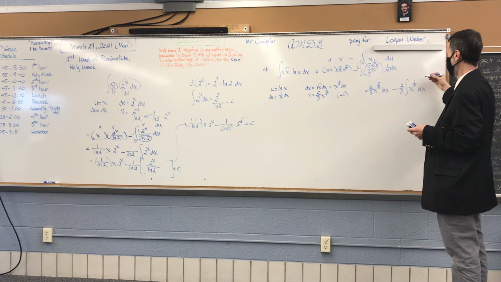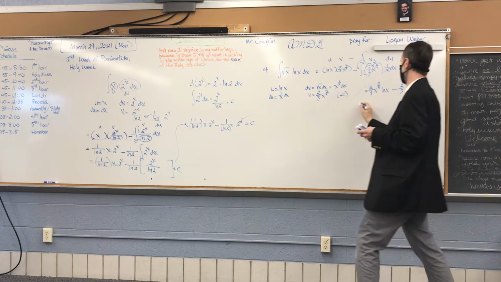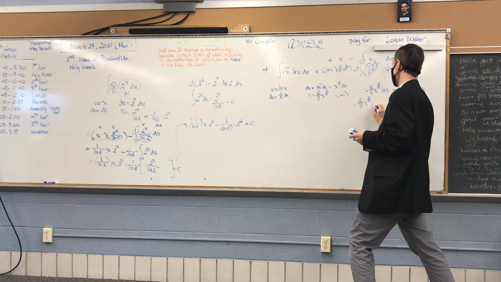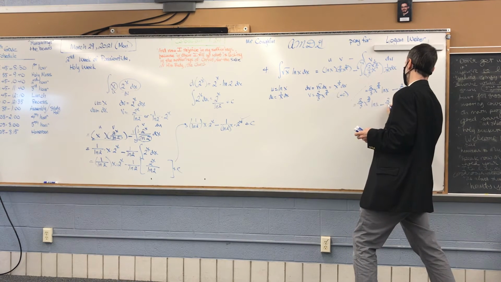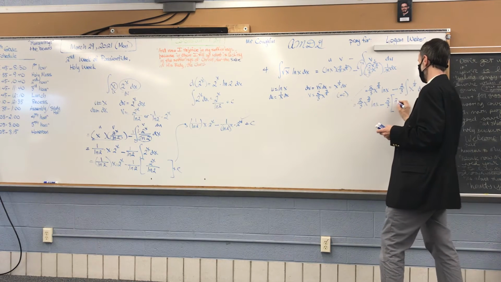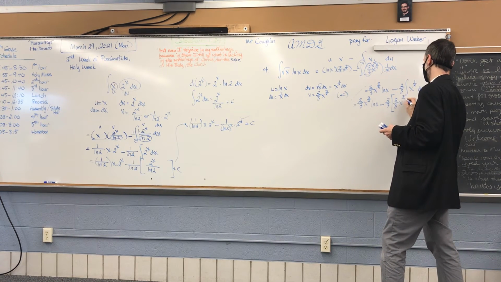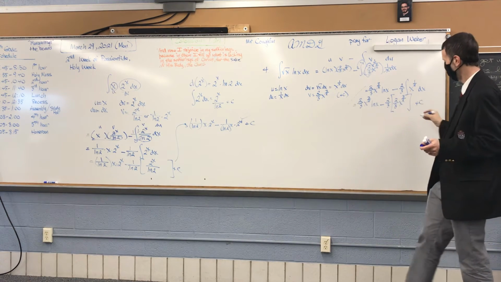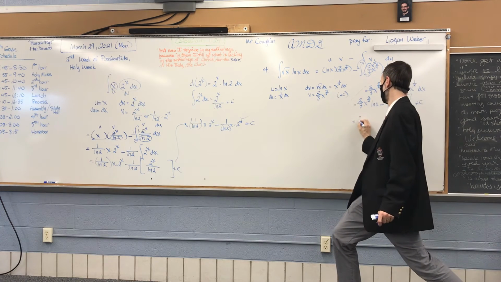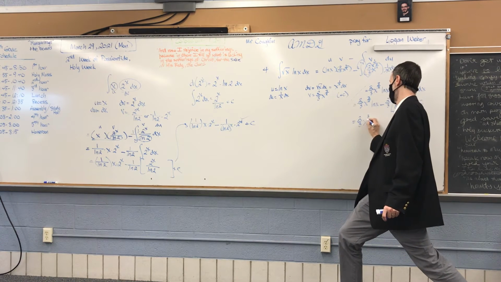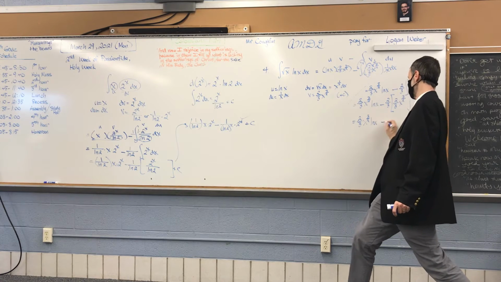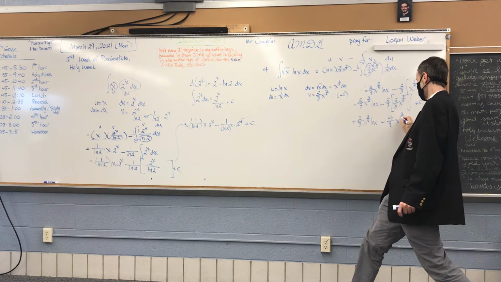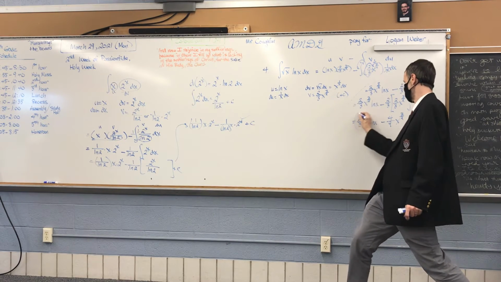You already did that, 2/3 x to the 3 halves. So it would be 2/3 x to the 3 halves ln of x, minus 2/3 times, the antiderivative is 2/3 x to the 3 halves plus c. It's plus c in here, but yeah. Squish them together: 2/3 x to the 3 halves ln of x, minus 4/9 x to the 3 halves plus c.